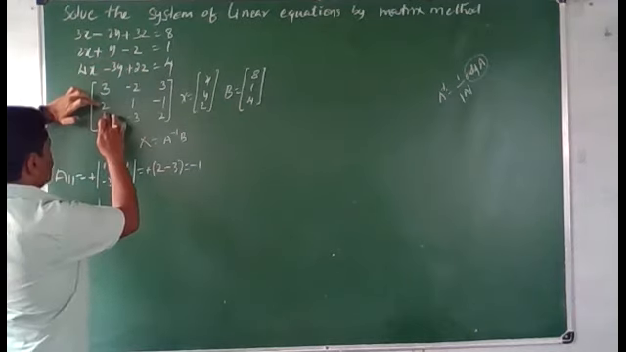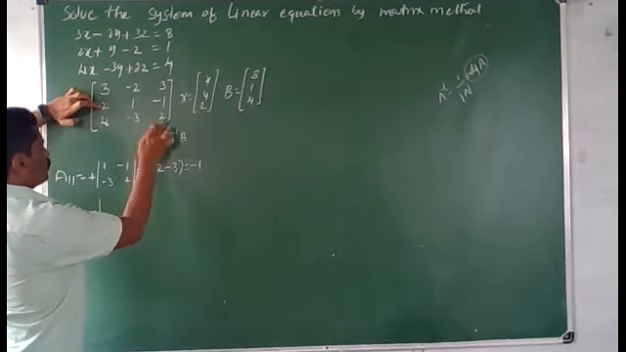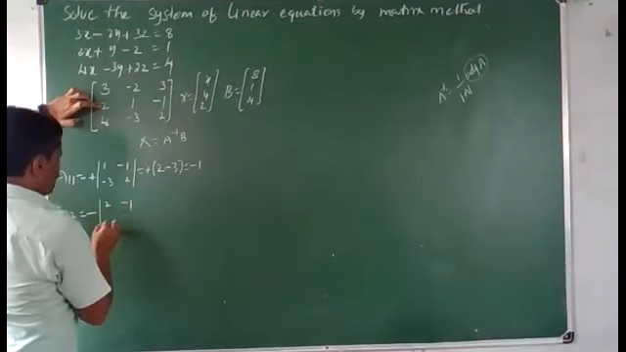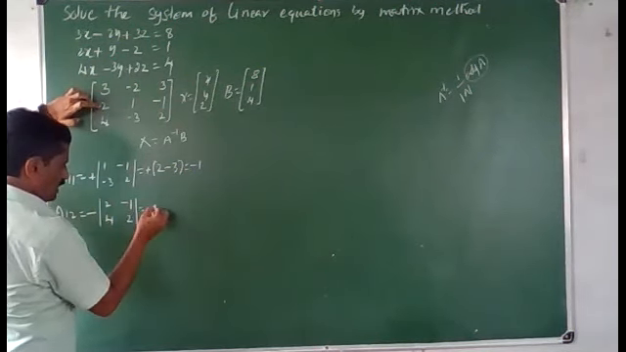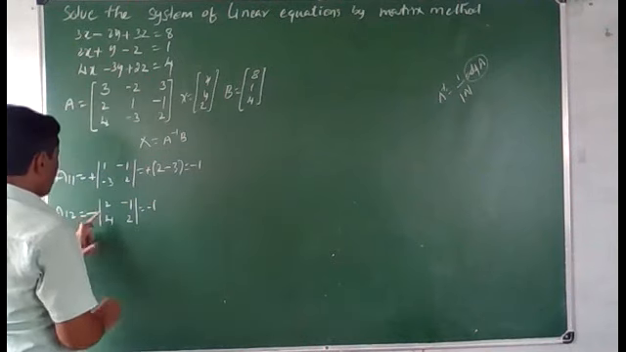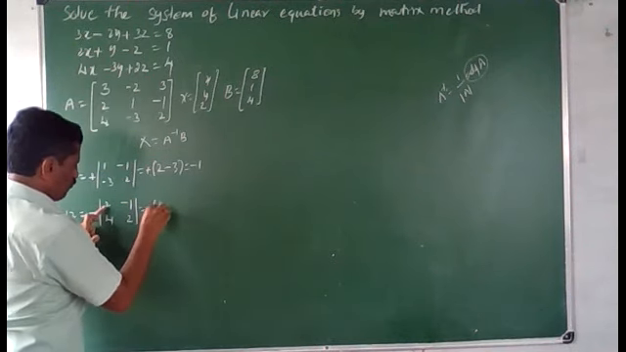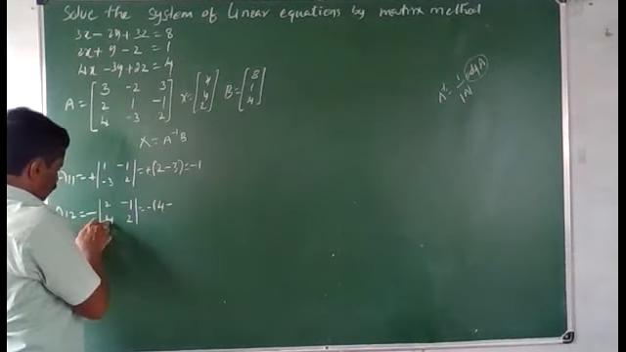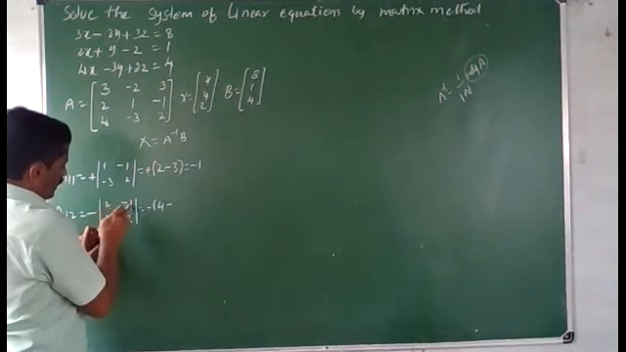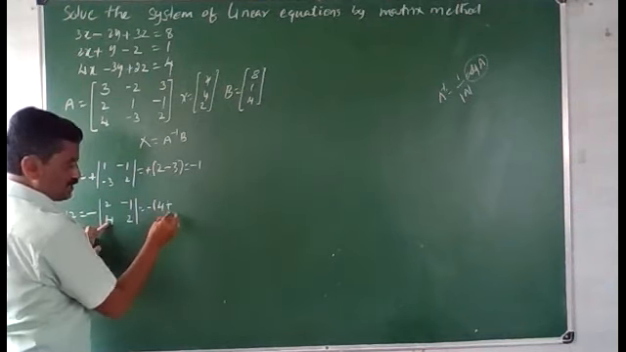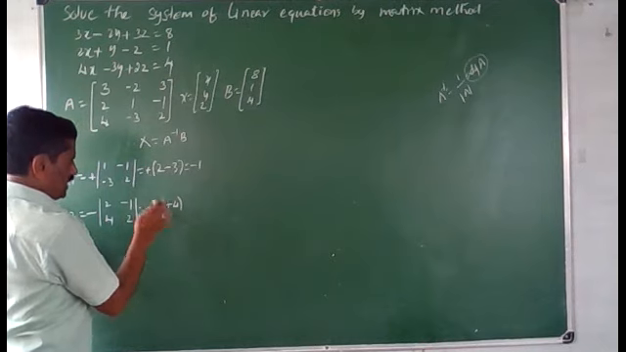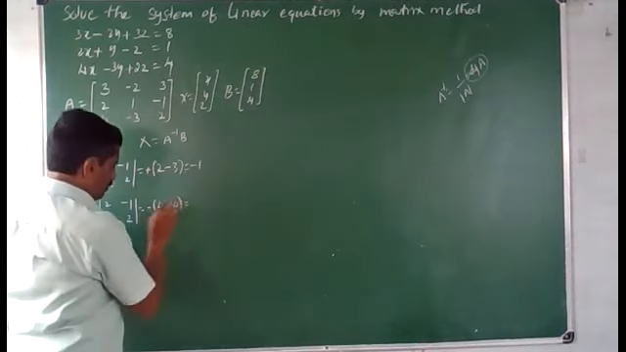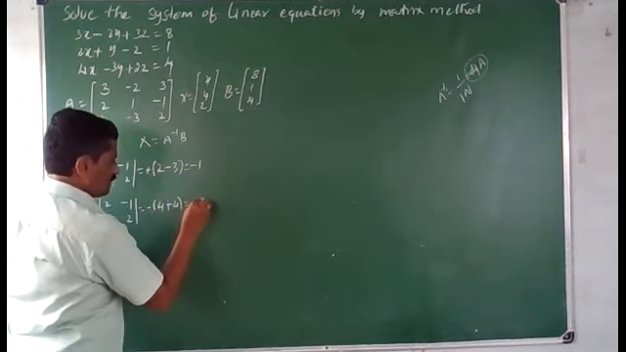What are the remaining elements? That is 2, minus 1, 4, 2. Again that is equal to, write the minus as it is, minus of: we have 2 into 2 that is 4, minus 4 into minus 1, that is minus 4, minus of minus plus, we have plus 4. So 4 plus 4 is 8, and 8 into minus 1 is minus 8.